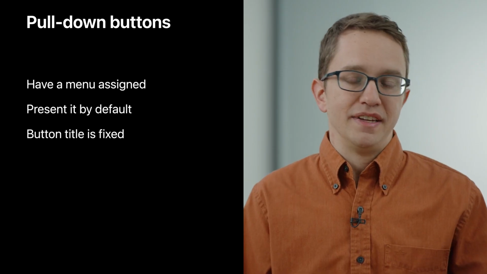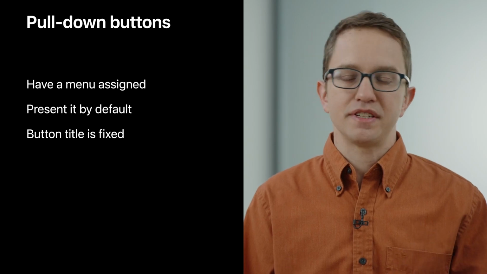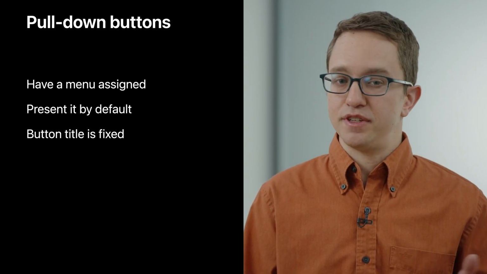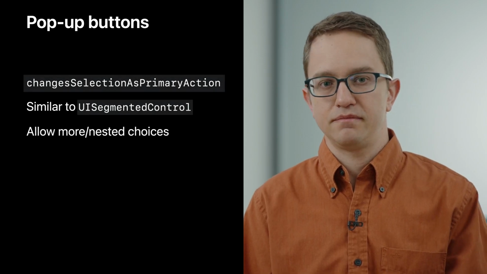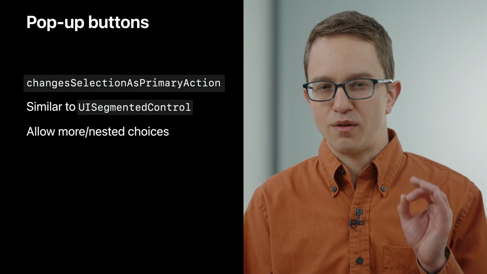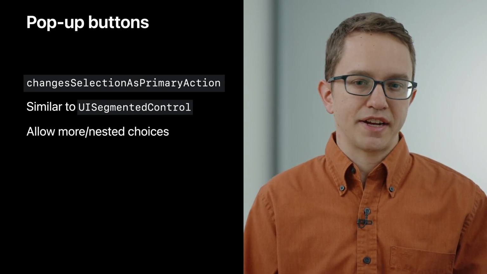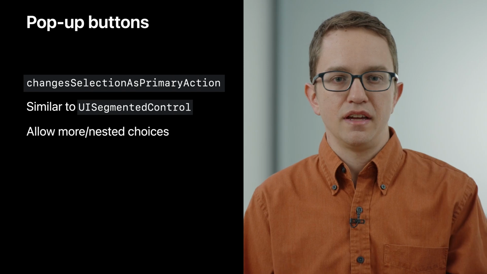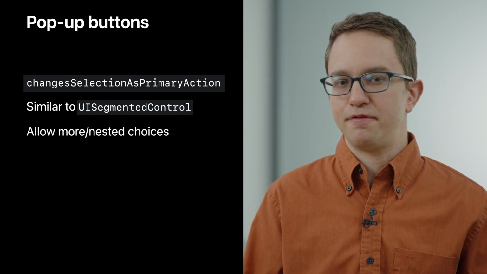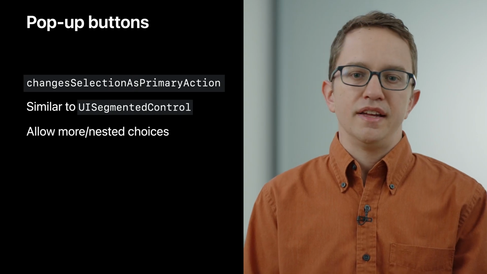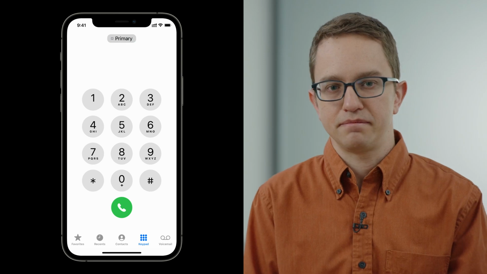Building a pop-up button is actually an extension of building a pull-down button. For those, a menu is assigned to the button. To make the menu the default action, the Shows Menu as Primary Action property is set to true. Pop-up buttons take that one step further by just turning on the Changes Selection as Primary Action property. That's all it takes. They work like UISegmentedControl, but can be useful when there are more choices than might fit on a segmented control. They can also be useful for cases where those choices have an inherent hierarchy.